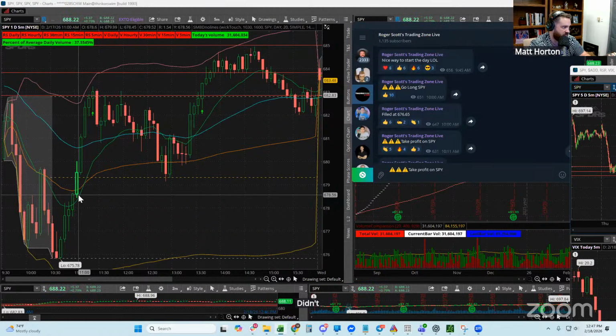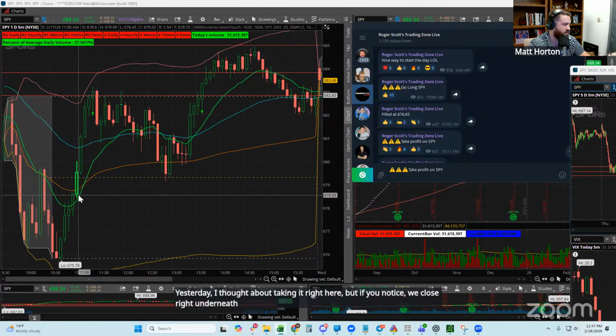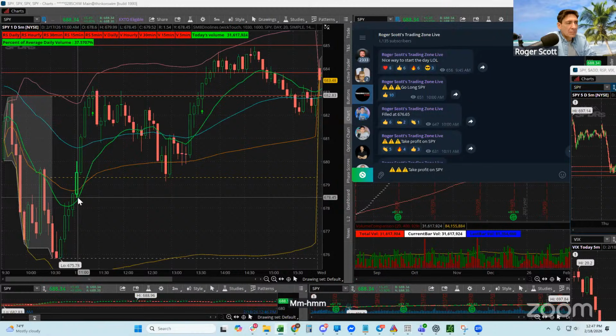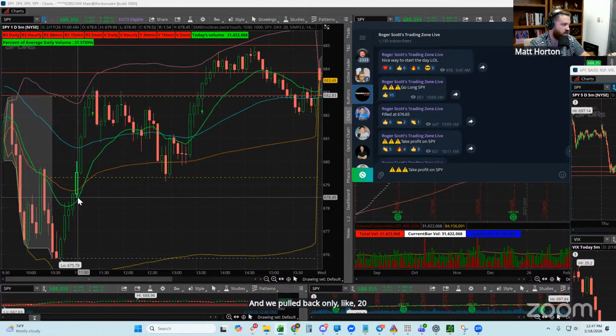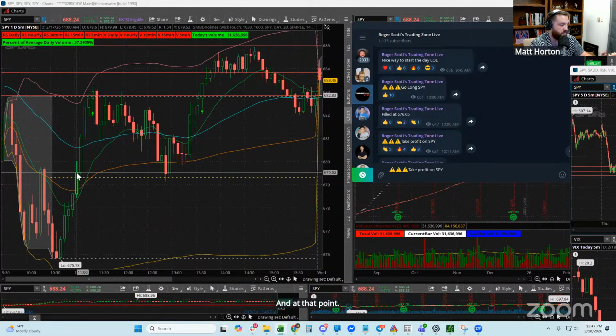This candle's actually pretty telling right here, because yesterday I thought about taking it right here. But if you notice, we closed right underneath it. And we pulled back only like 20 cents and shot right through the VWAP with almost no resistance. I mean, like a knife through butter. And at that point, I was like, all right, well, buyers are really strong. So let's hang on to the trade.